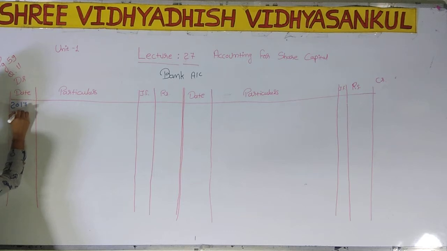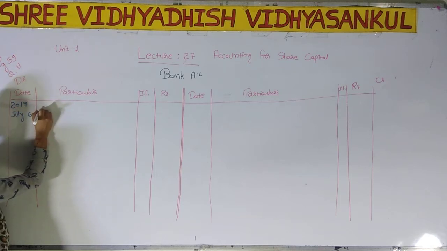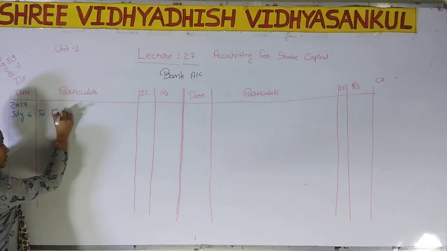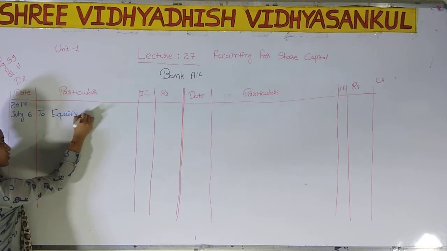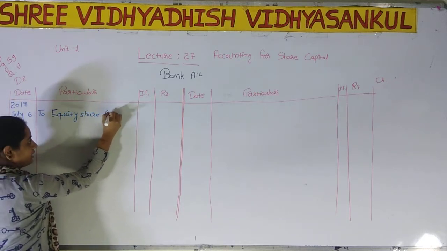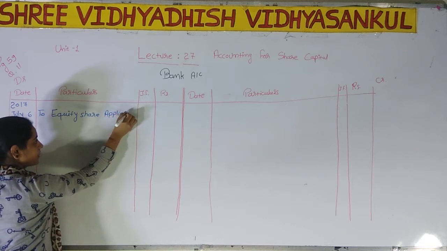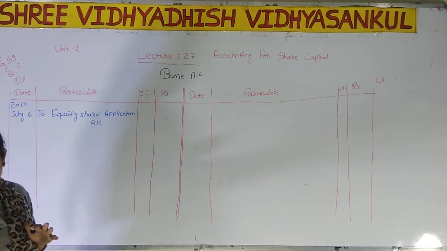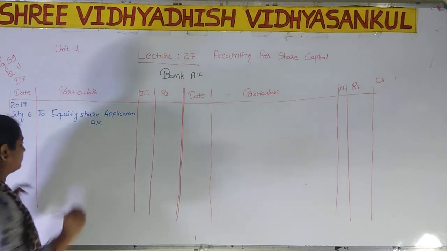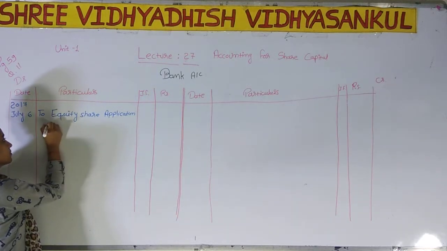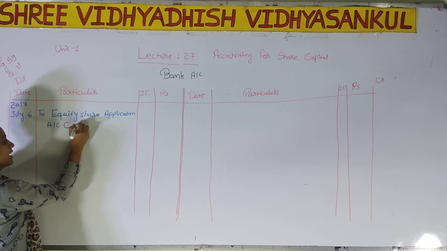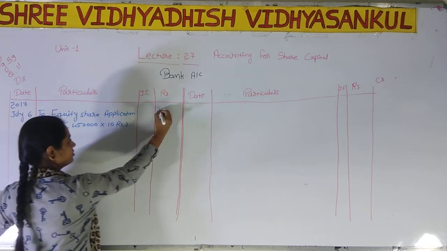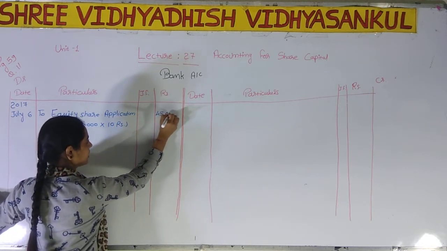2017, July 6th. We have to write the name of credit account, and the credit account is equity share application account, right? And then amount is 4,50,000. 4,50,000 into 10 rupees. That means total will receive 45 lakh rupees.